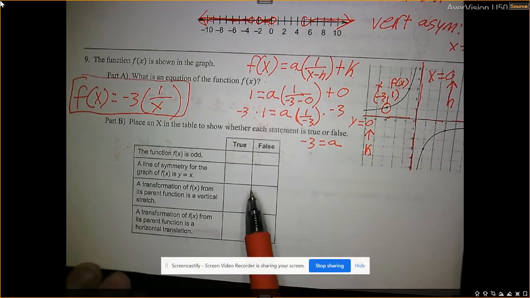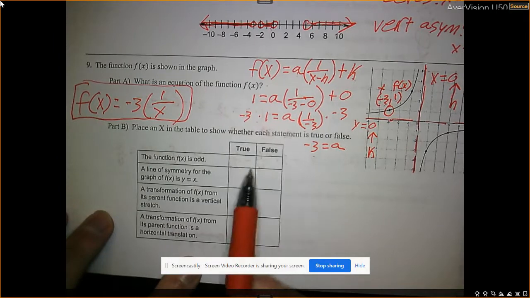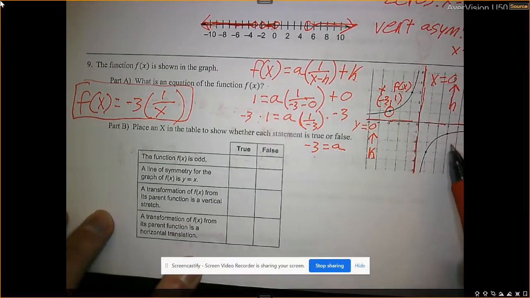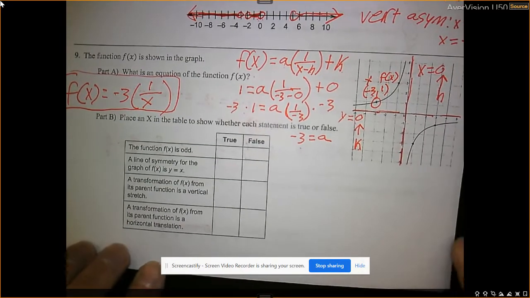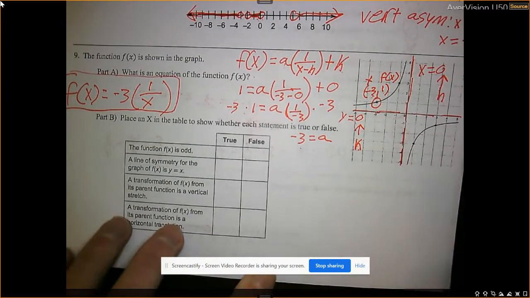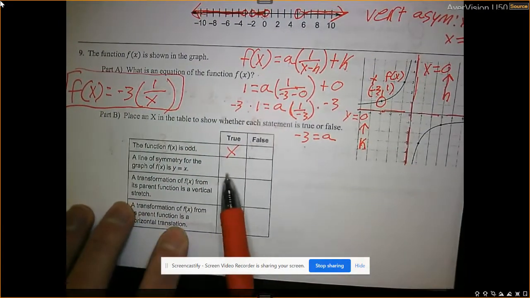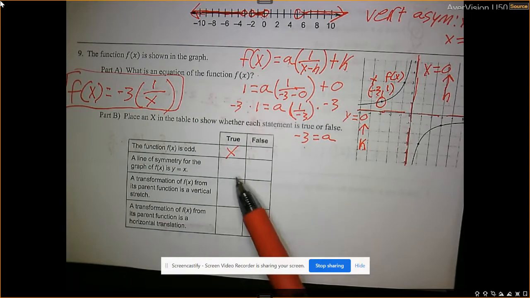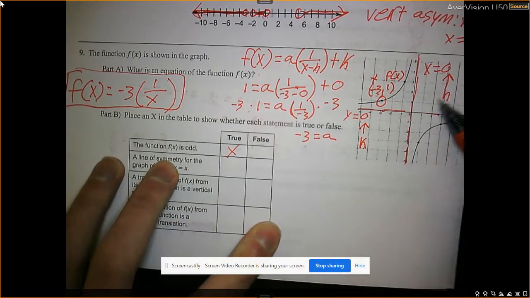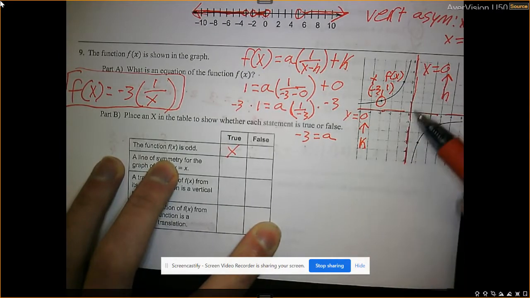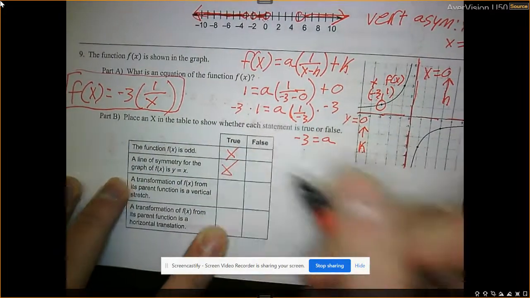Now, going on to the true-false boxes, we have, is this function odd? Okay, well, looking at it, remember if it's odd, that means if you rotate your paper 180 degrees, is it going to look the exact same? And in this case, yes, it would. And another way of saying that is it's symmetric across the line y equals x. Well, here's the line y equals x, and yeah, that is symmetric across that line, so that is also true.